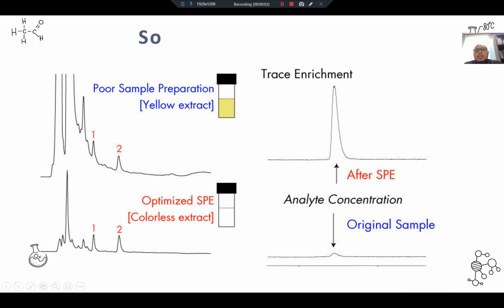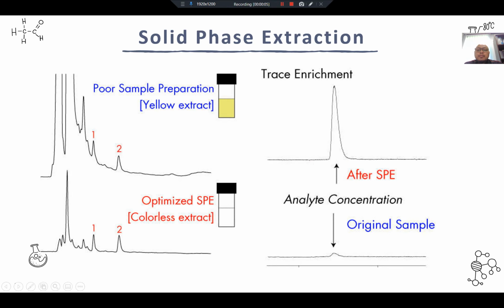Right, here is the figure. With poor sample preparation, we still have contaminants from the sample matrix. We have a lot of impurities, and because of that we have background interference. Then we want to remove the matrix interference. Background interference comes from the matrix. We introduce solid phase extraction, so instead of this, we get a much better, cleaner chromatogram.